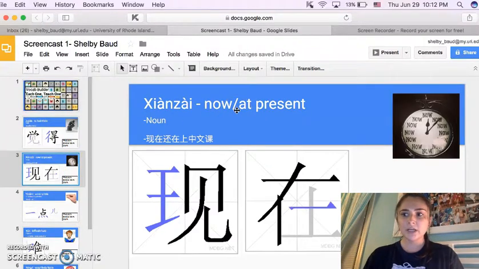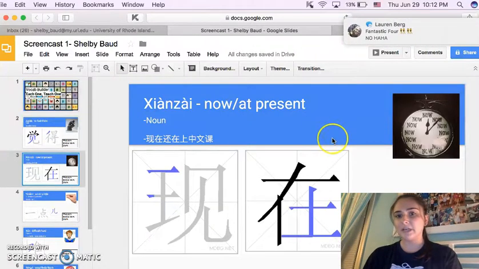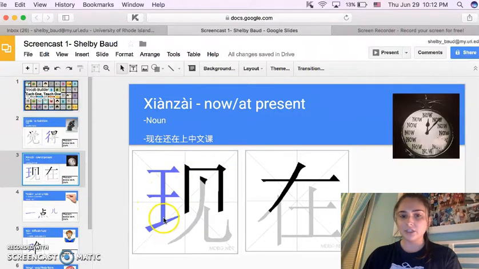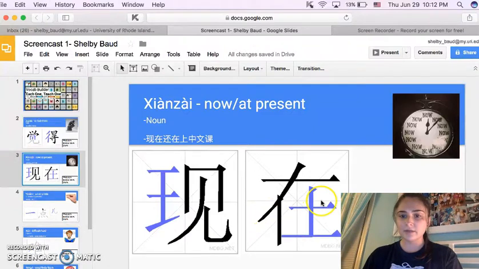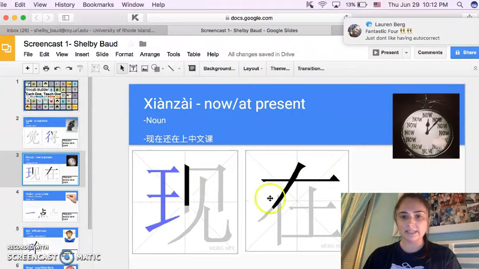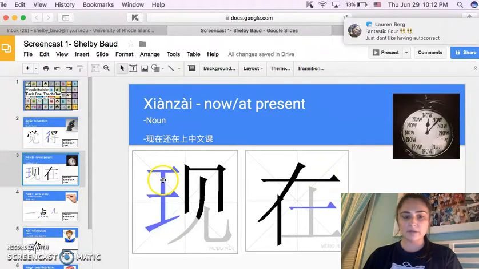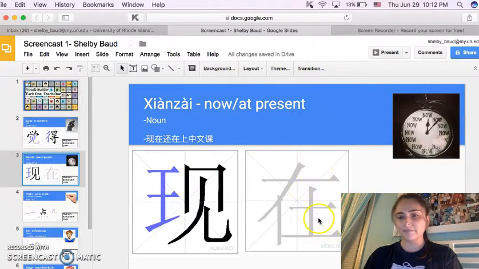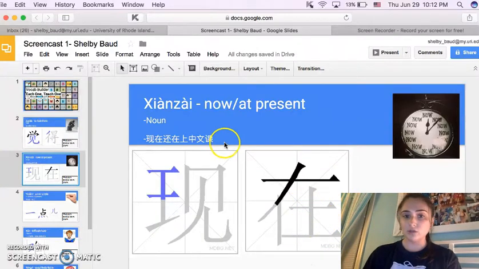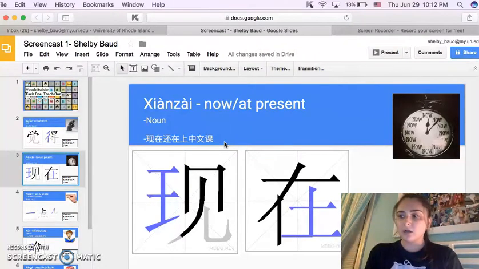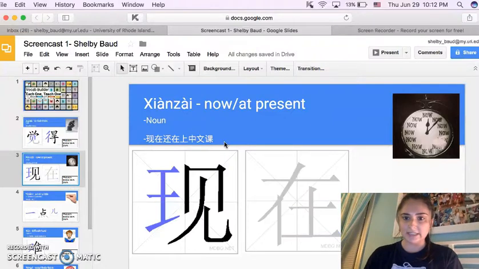The second word is xiànzài, which means now or at present. It's a noun. The radical for the first one, xiàn, is jade. And the radical for zài is earth. The first one has 8 strokes and the second one has 6 strokes. And to remember it, you can think jade is a stone, kind of how this looks like a stone, and how earth kind of looks like the letter E in this area. And it being used in a sentence is: Wǒ xiànzài hái zài shàng zhōngwén kè, which is I'm still taking Chinese now.